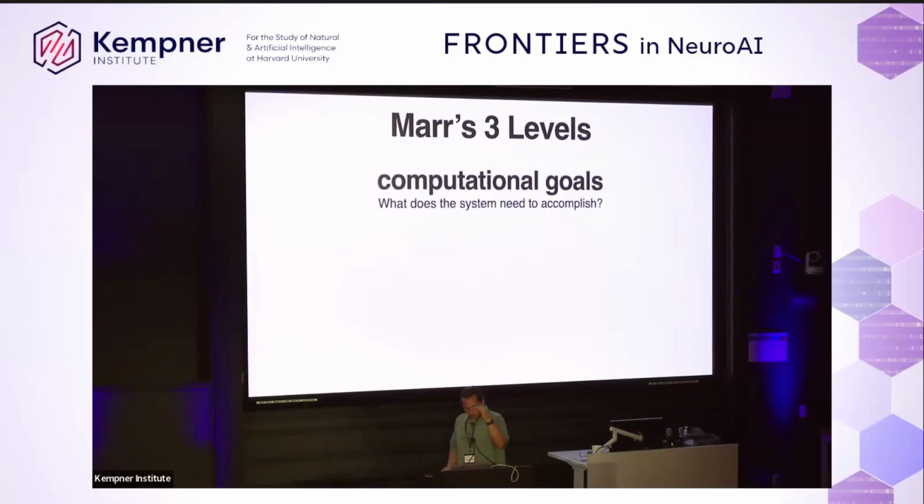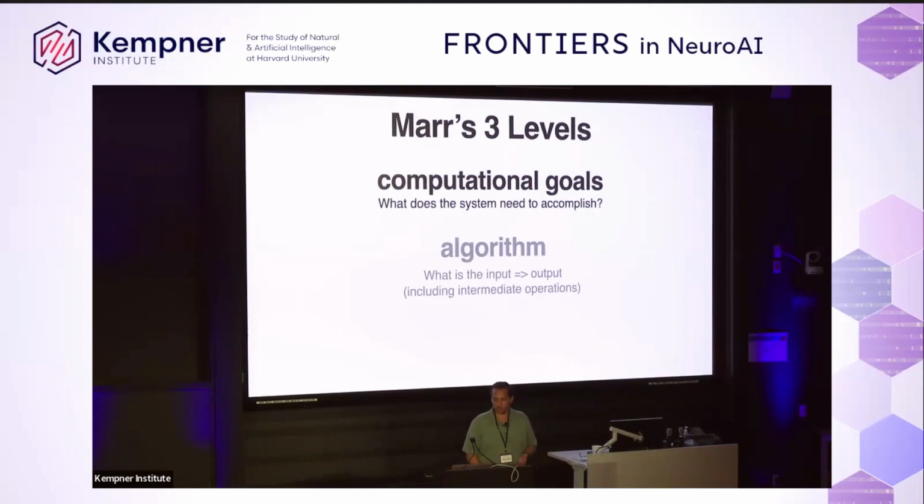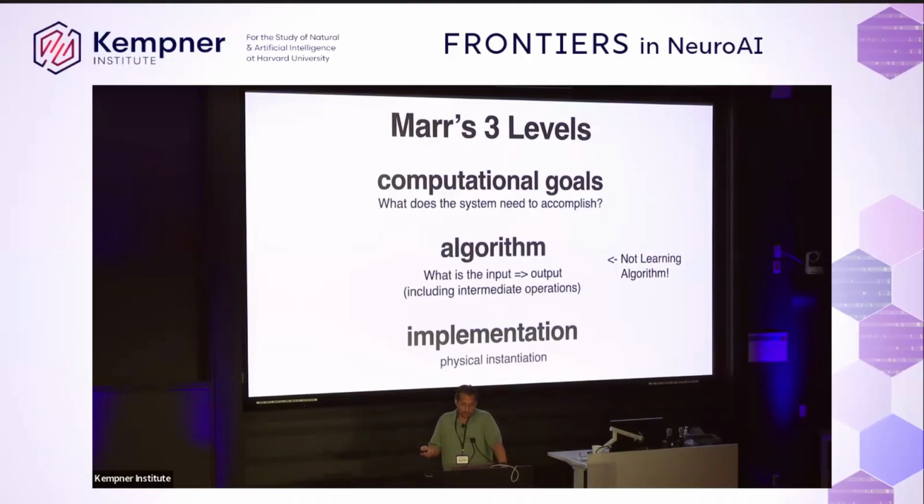And so Marr's point was that you can think about a problem at these different levels of analysis. You can think about what's the goal of the system? What does it need to accomplish? What is the exact algorithm that's being used to accomplish that goal? The use of the term algorithm is different than I hear in machine learning a lot, which seems to be talking about the learning algorithm. This is talking more about the representations and the operations over the intermediate representations on the way to some final output. And then finally, physically, how's that instantiated?